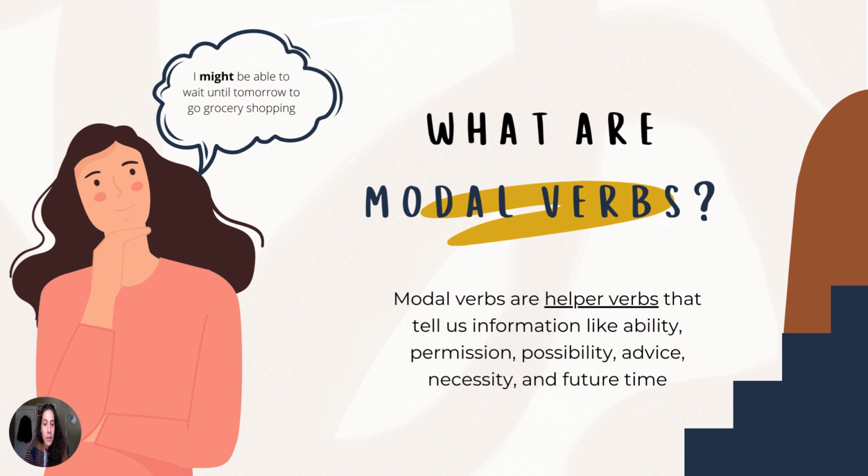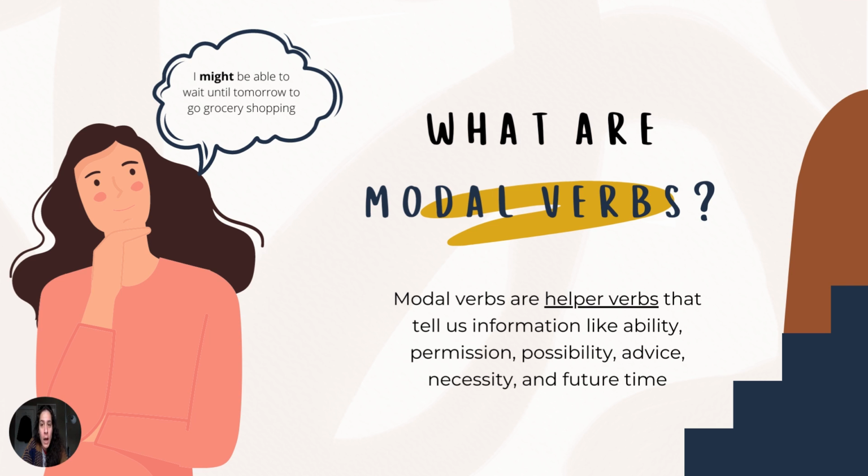So what are modal verbs? Modal verbs are helper verbs that tell us information. The information that we learn from modal verbs is ability, so knowing if something is able or unable to happen. Permission, so if someone or something that has more power than us allows us to do something. Possibility, if something can occur within the laws of nature, the laws of the land, the laws that we create for ourselves.